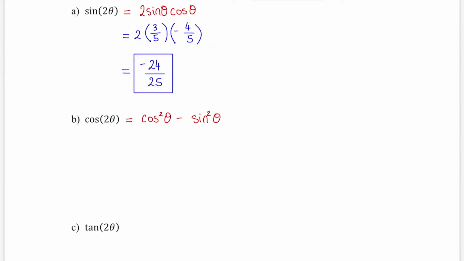For cosine of 2 theta, I have cosine squared theta minus sine squared theta. Cosine of theta is negative 4/5, and sine of theta is 3/5. I'm going to go ahead and plug it in. Negative 4/5 squared is 16/25. 3/5 squared is 9/25. 16/25 minus 9/25 is 7/25.